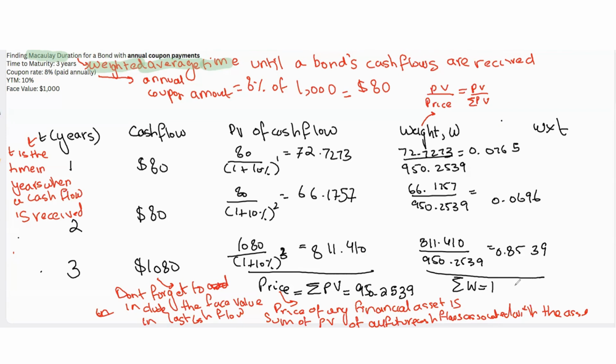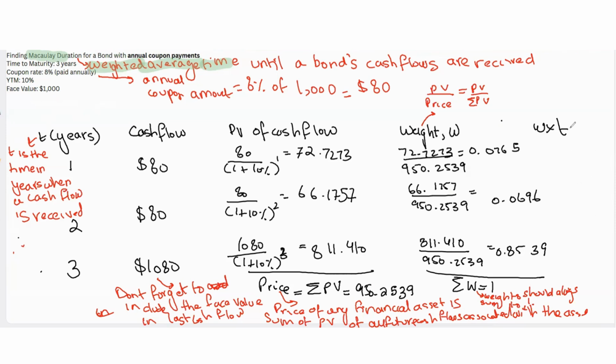Now, here we will notice the summation of weights is going to always be equal to 1. So this is a good check to see that you do not make any calculation errors. Weights should always sum to 1, so this is a way that you can check that you did not make any calculation error by seeing that your weights sum to 1.